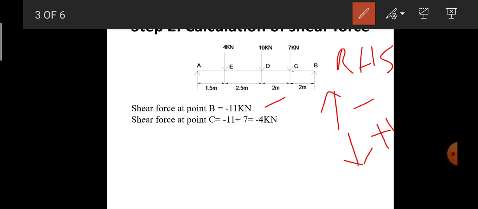Next is point C. Shear force at point C is nothing but the force at that point plus the previous point. Previous to point C we have only point B, which has the reaction of 11 kilonewton. On the right side, upward force is considered negative and downward force is considered positive. At point C we have 7 kilonewton force in the downward direction, hence it is positive, and the 11 kilonewton force is in the upward direction, hence it is negative. Therefore it is minus 11 plus 7, which is minus 4 kilonewton.